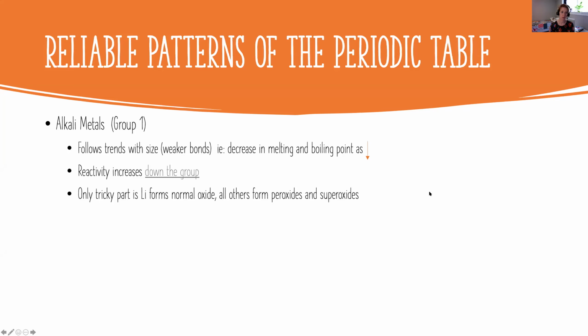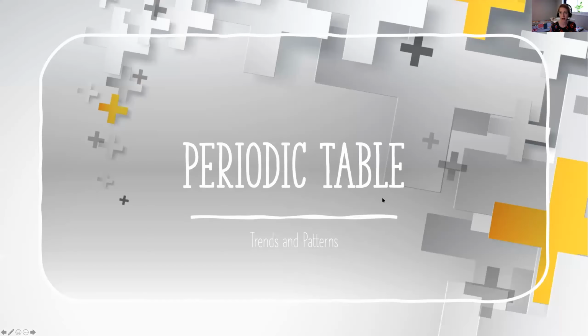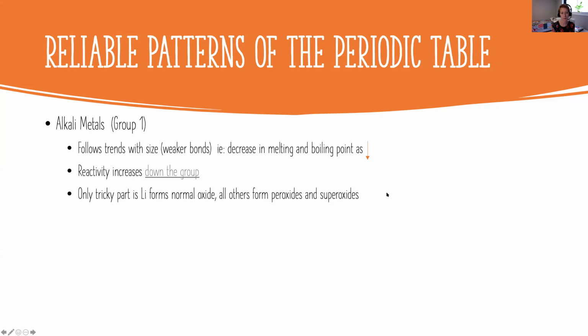Okay, so again, as things are reacting down the periodic table, you end up with reactivity increasing, and that's because they're more reactive as you go down the group. So the only tricky part in thinking about oxides is that lithium is the only one that forms a normal oxide. So lithium oxide, Li2O, is what forms, but all the other ones will actually form peroxides and superoxides.